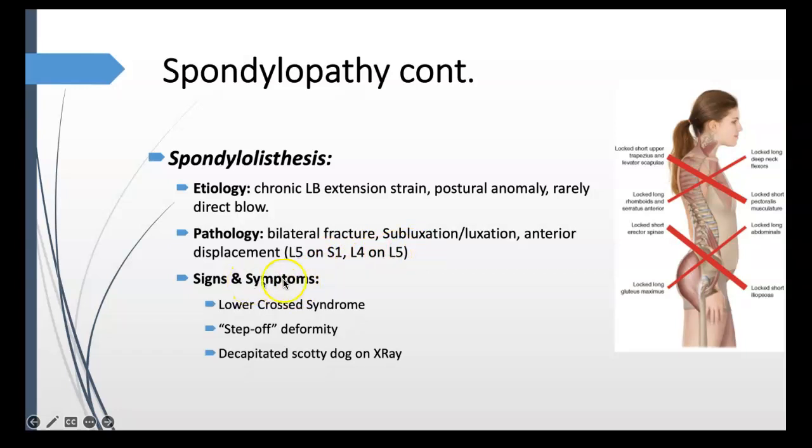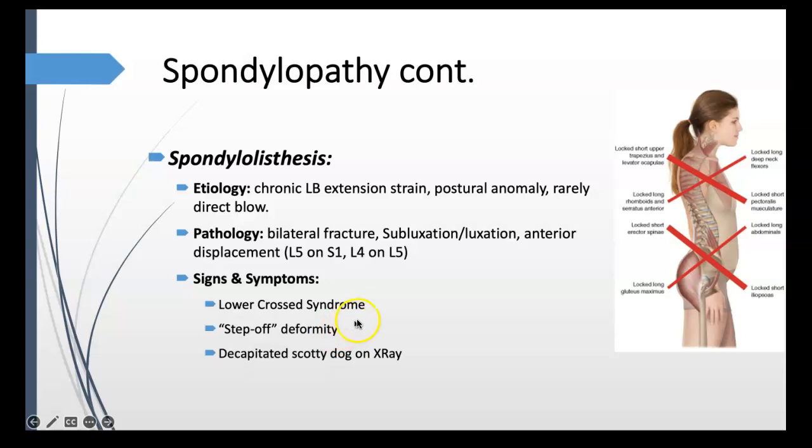And so what are the signs and symptoms? Your patient might have what we call a lower cross syndrome, right? And we can kind of see that here where we have weakness, remember, on either the anterior or posterior side, which causes a pelvic rotation. Most often that's an anterior pelvic rotation, which would cause a hyperlordosis. They'll have a step-off deformity. So because the vertebral body has displaced anterior, when you go to palpate the spinous process, it won't be present.